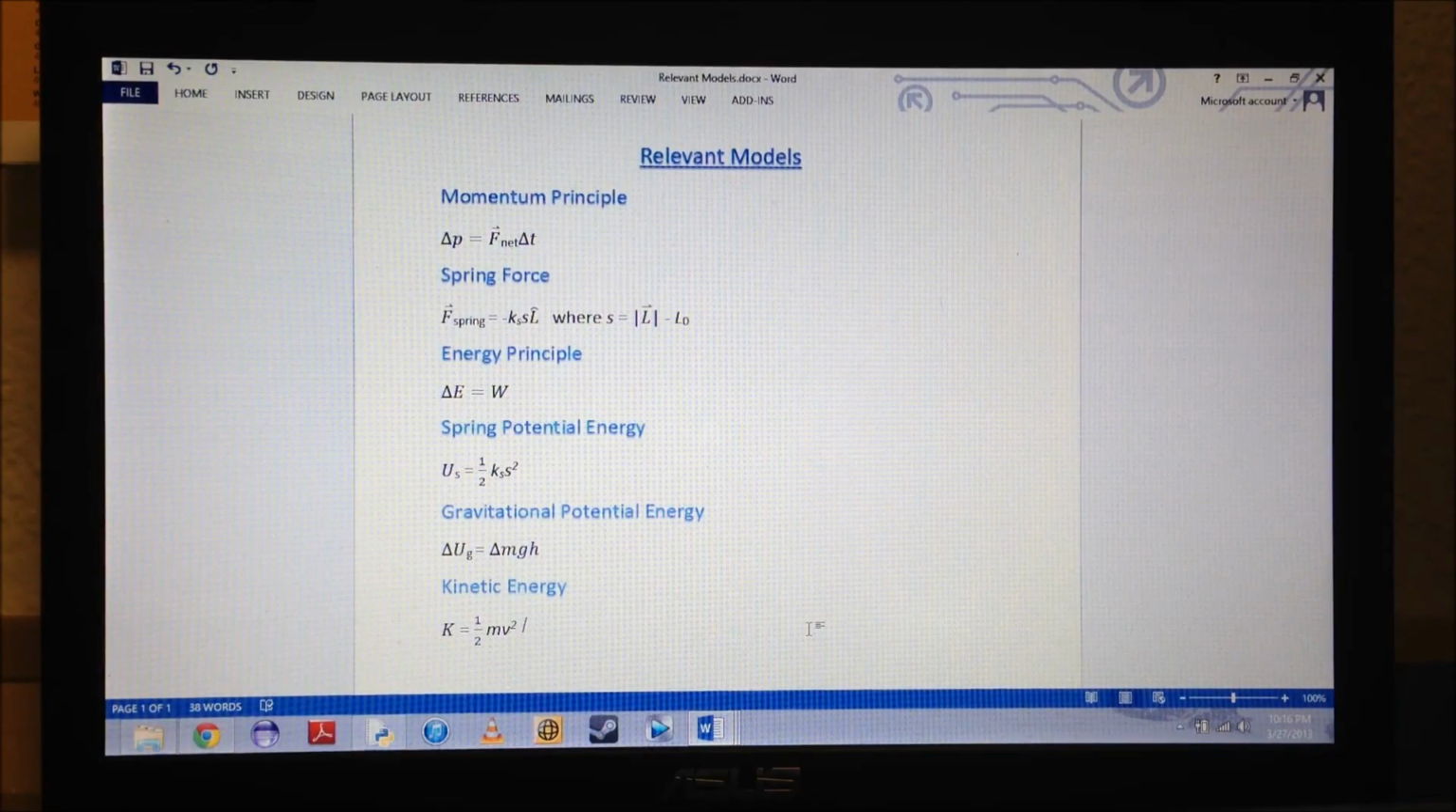Okay, here are the relevant models. First off, the momentum principle, which we use to calculate the change of position, and F net is calculated through the force of the spring plus the force of gravity. Then we have the energy principle, delta E equals work, and below that we have the formulas to calculate spring potential energy, gravitational potential energy, and kinetic energy.